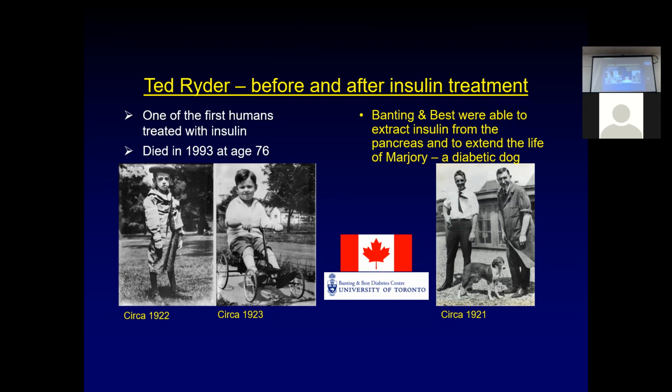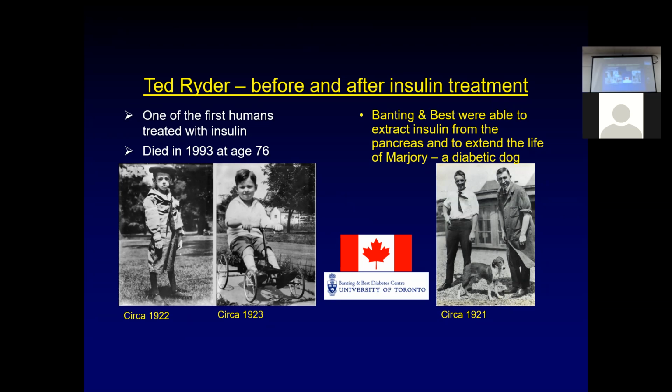There's Ted in 1923. Ted was one of the first patients to ever receive insulin infusions. He was given insulin that was extracted from dogs. And so what you can note here, in 1922, the little man is really gaunt and very skinny. And then in 1923, he looks much more like what you might expect of a young child in some ways. He's a little more plump.